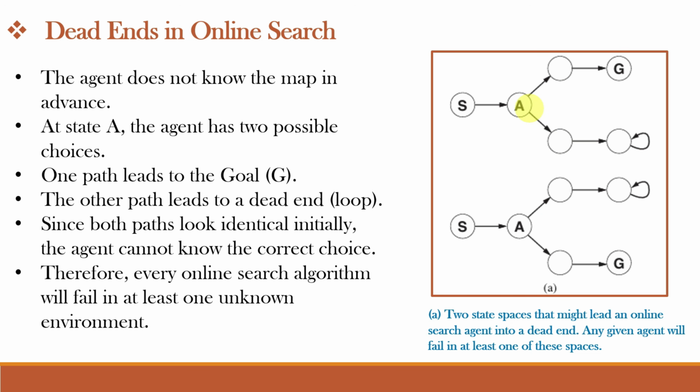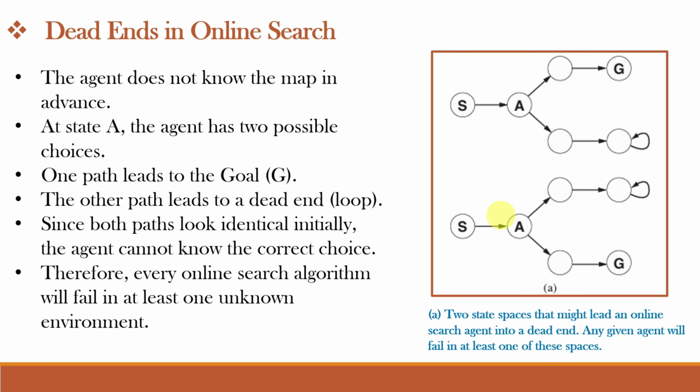If the agent chooses the upper branch, it reaches another state and finally reaches the goal state, and this is the correct decision. But if the agent chooses the lower branch, it reaches another state, and after reaching that state, it reaches a node with a self loop. A self loop means the agent keeps returning to the same state and it cannot reach the goal from there, and this path is called a dead end.